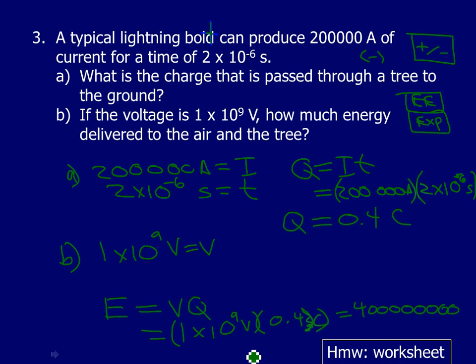So if I put a little comma there, thousands, millions, 400 million. There's 6 zeros in a million, so there's 400 million. What's the unit? Joules. That's a lot of energy. You don't want to be in that circuit. That doesn't end well for you.